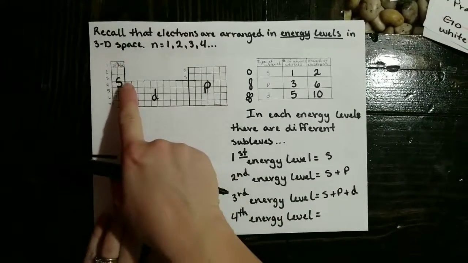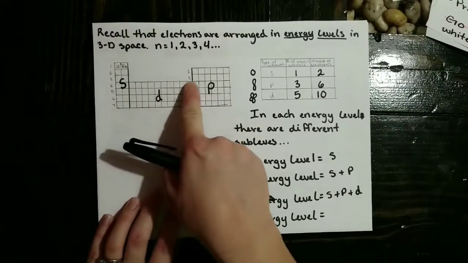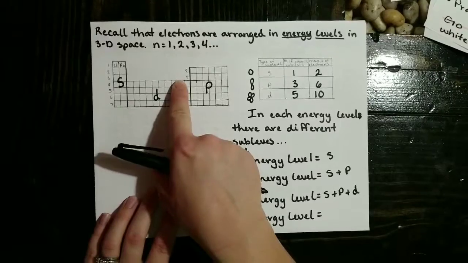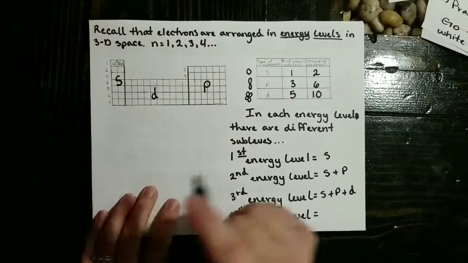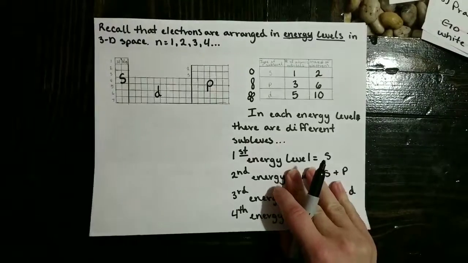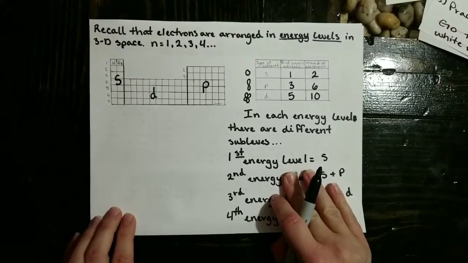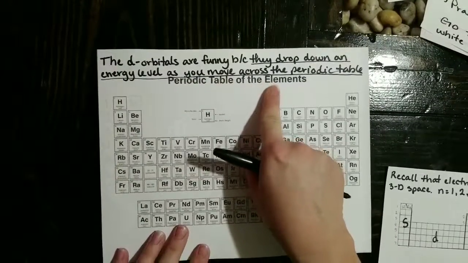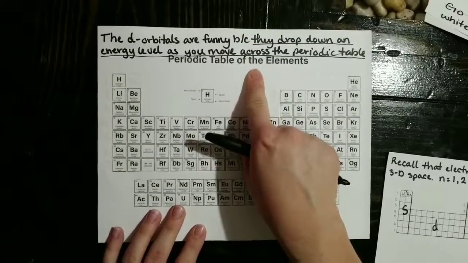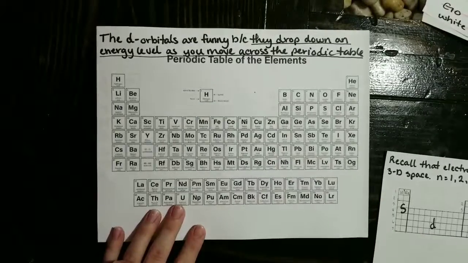And I know what you're thinking, but miss, there's no D block right here. There is a D sublevel for the third energy group, it's just that the d orbitals are kind of funny. The d orbitals are funny because they drop down in energy level as you move across the periodic table.